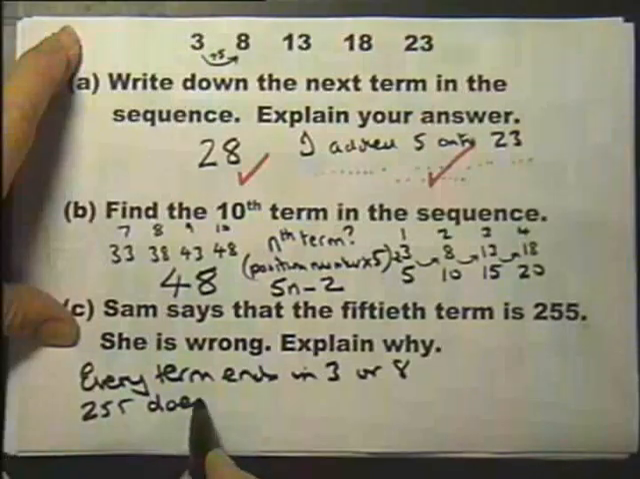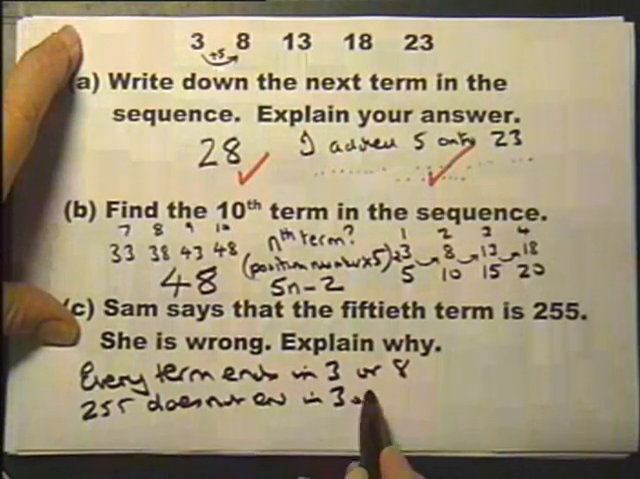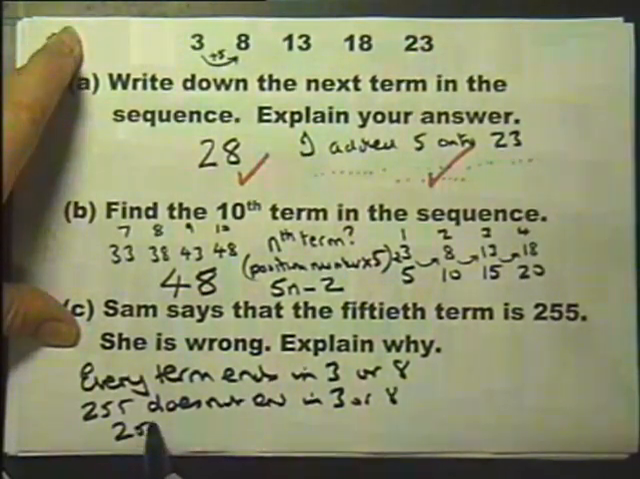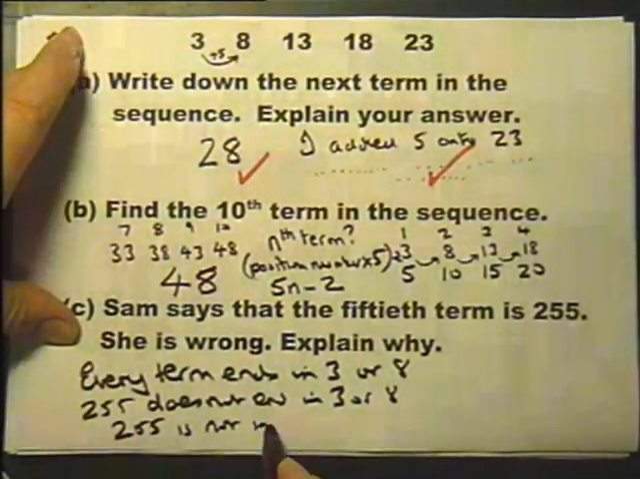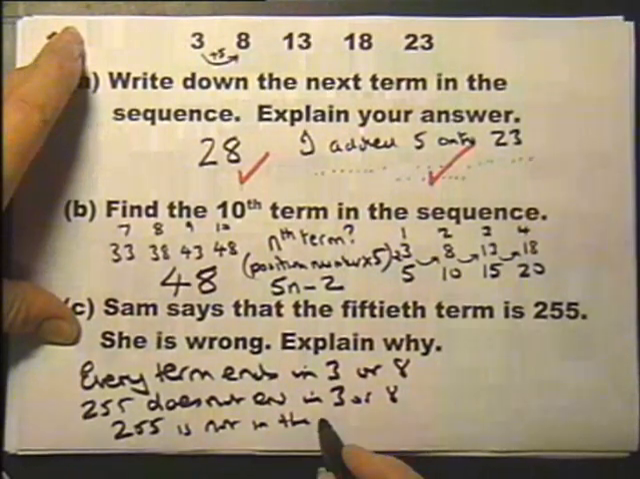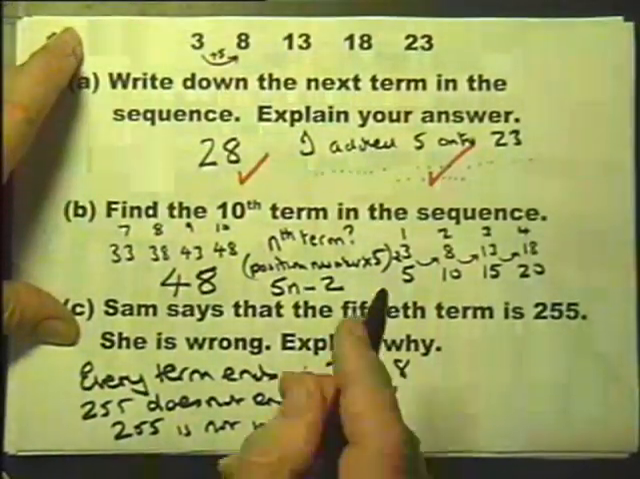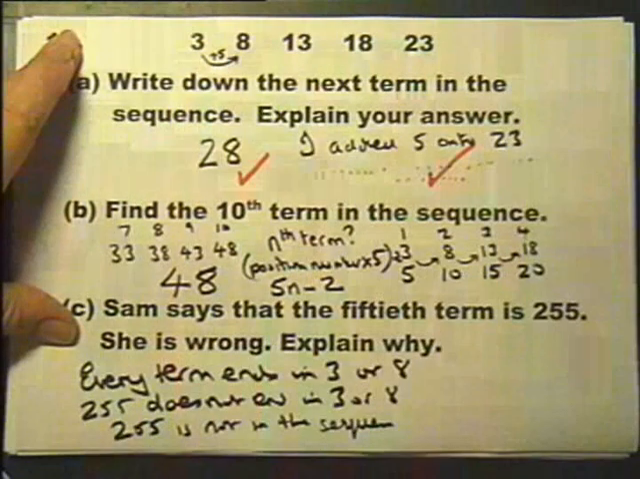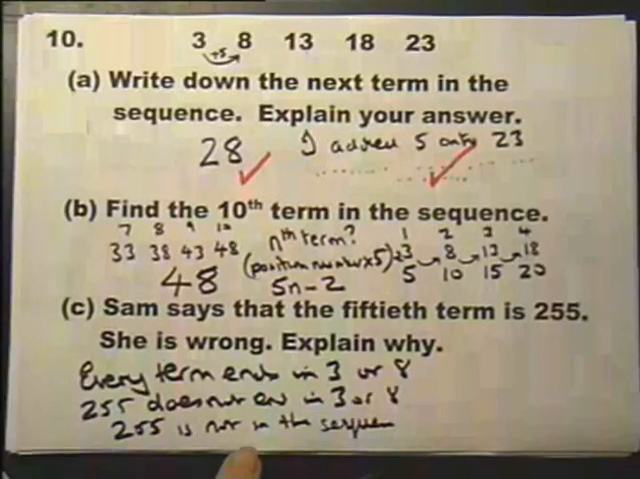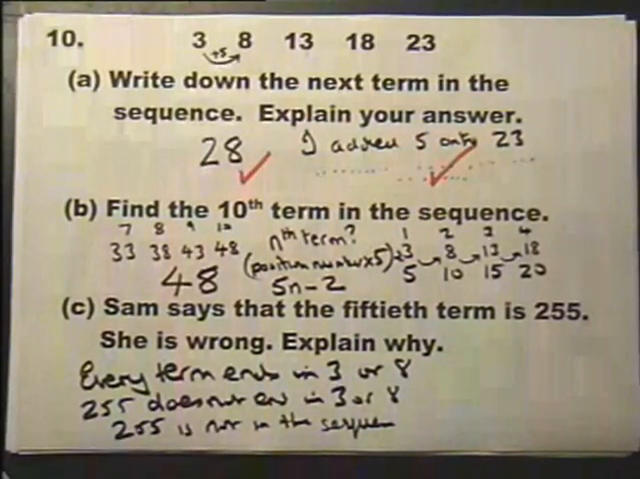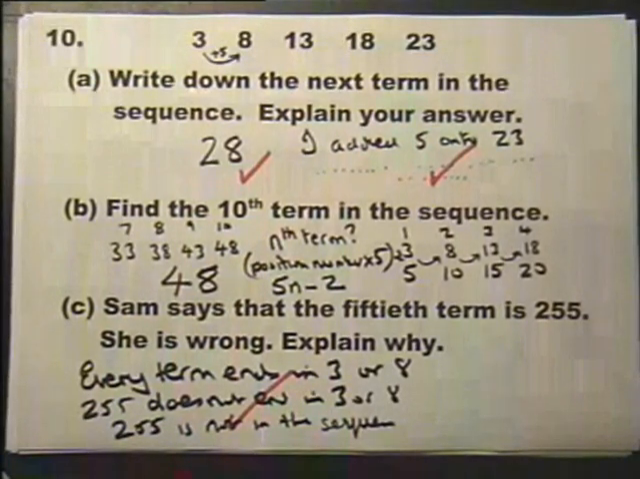255 doesn't. So 255 is not in the sequence, let alone the 50th term. Now that is a perfectly acceptable answer, spotting that all the terms end in 3 or 8, so every term in the sequence will end in 3 or 8. This doesn't, so it can't be. And that is perfectly acceptable for 1 mark, because that's all there is for part C. All there is, shouldn't say that.